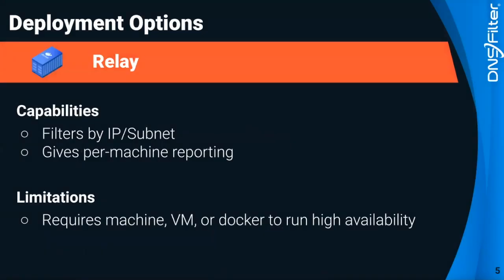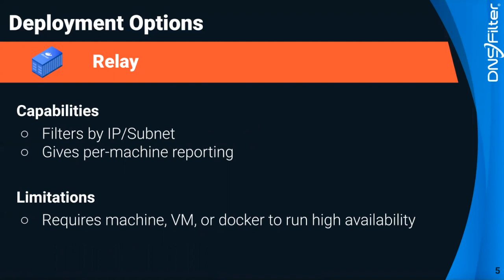Let's talk about the relay. This is our second layer, the middle one from our chart before. The relay is a LAN proxy. It's a middleware that will act as an internal forwarder for DNS traffic. So it allows you to set policy controls based on your internal subnets.